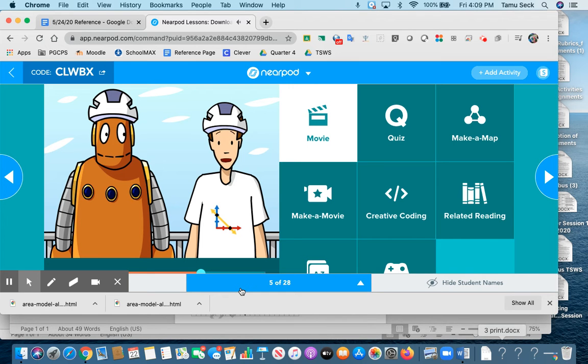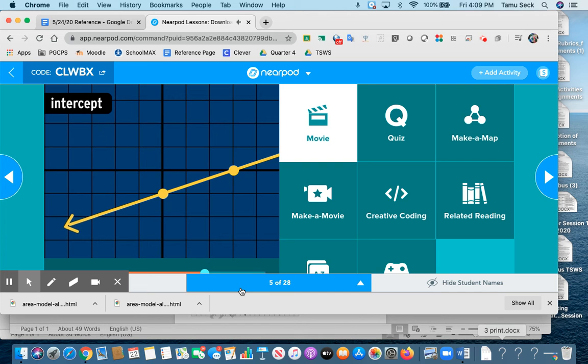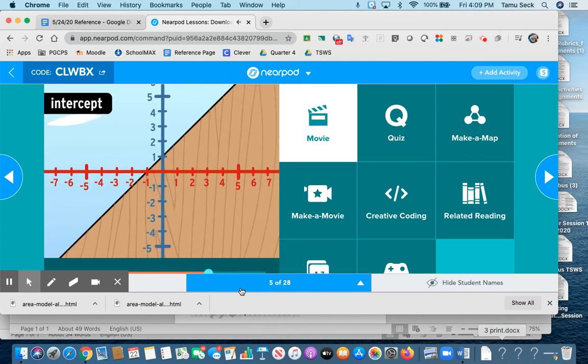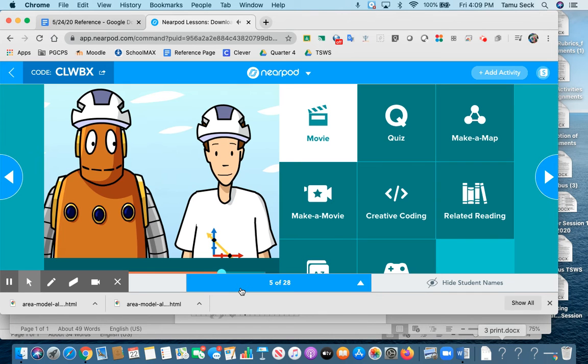Oh, almost forgot the intercepts. An intercept is a point where a line hits or intercepts the x or y axis. For our ramp line, the x-intercept is (-1, 0), and the y-intercept is (0, 1). Well, the y value of the x-intercept is always 0, and the x value of the y-intercept is always 0. What? That's just what happens.